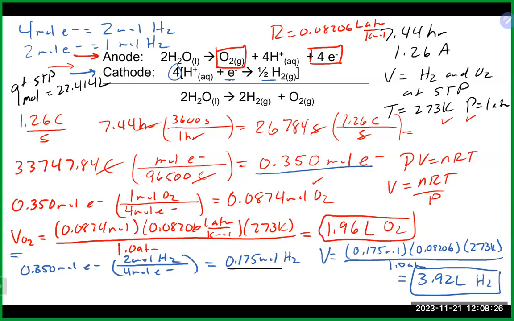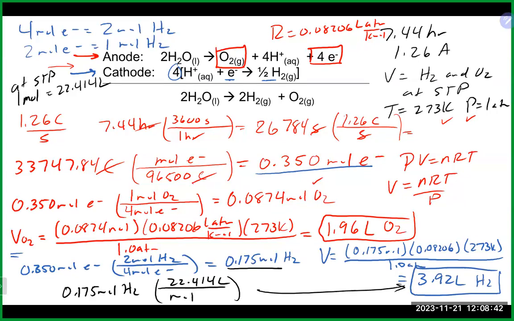You could just pick it up right there, 0.175 moles of H2. And a mole would be 22.414 liters, and that should get you there as well. So because it's at STP, you could use that conversion if you remember it. If you don't remember it, as normal, you could always use the ideal gas law in any conditions. But a reminder that if you want to use this, it has to be STP conditions. So you cannot use it if it's not STP conditions of 273 K and 1 atmosphere.